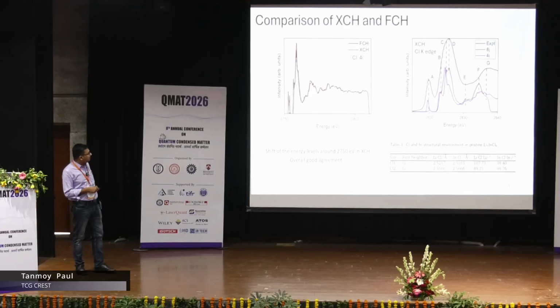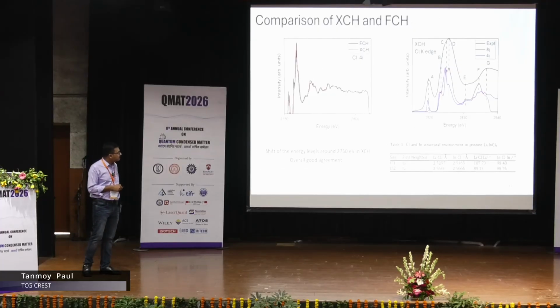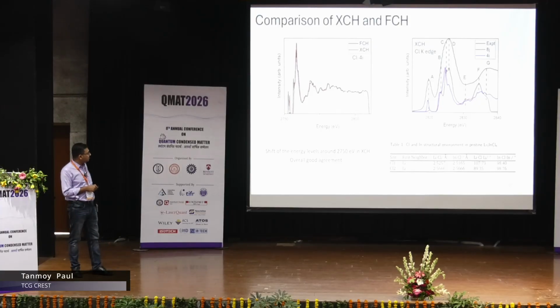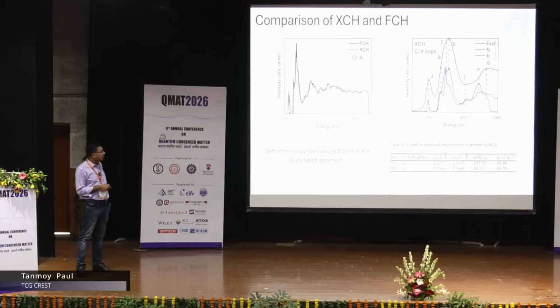Here we can see that the FCH and XCH that we studied do not show very much effect on our system. There is only a small shift in the pre-edge structure, but the black one, the experimental data, already has a spread because of the Gaussian width, and it is difficult to say whether FCH or XCH is performing better than the other. But anyway, what we see is that both our approaches at least mimic the experimental data.